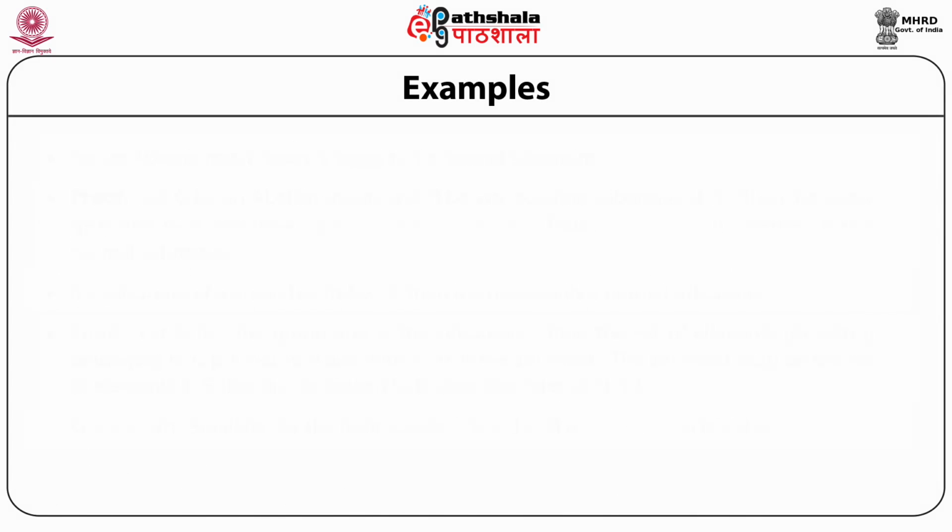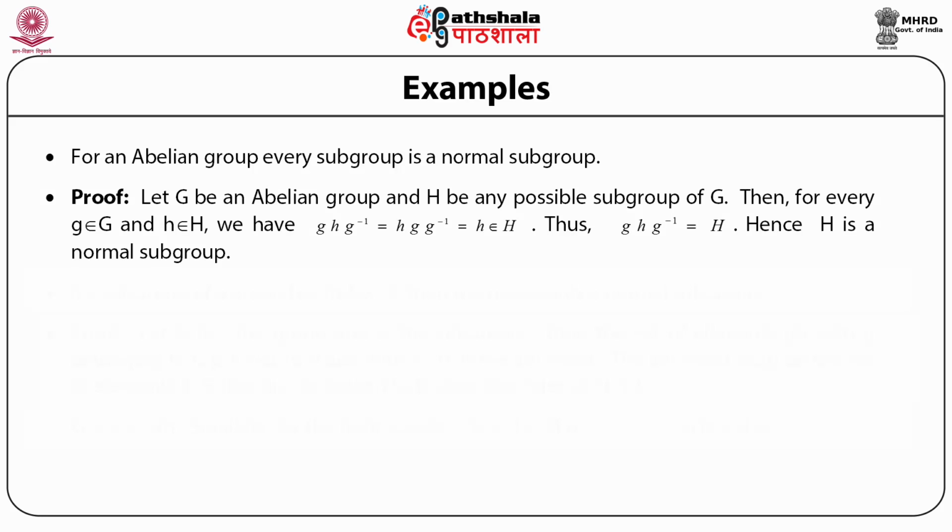We will now show that for an abelian group, every subgroup is a normal subgroup. The proof is simple. Let G be an abelian group and H be any possible subgroup of G. Then for every element g belonging to the group G and for every element h belonging to the subgroup H, we have g h g inverse is equal to h g g inverse, because g and h commute in an abelian group, which is equal to h, which belongs to the subgroup H. Thus, g h g inverse is equal to h, hence H is a normal subgroup.